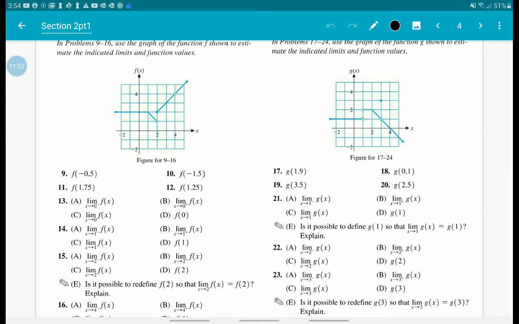So now I want to jump a couple of pages into the notes and look at just a couple more examples. So here's 2 more piecewise functions, and they're asking us some questions here. Let's answer a few of these. Let's start with number 10.